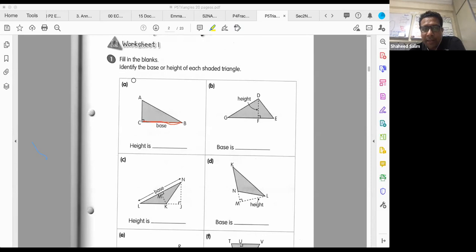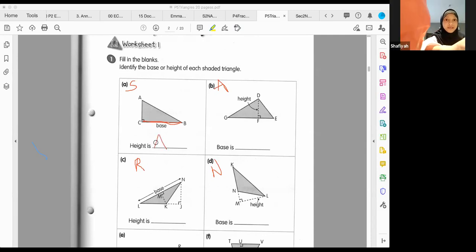Okay, this one Shafia does. Shafia. This one Akil. This one is Mr. Raidi. This one is Nayumi. Okay, so let's see. Shafia, once you're ready, where is the height? AC. AC, congratulations, well done.